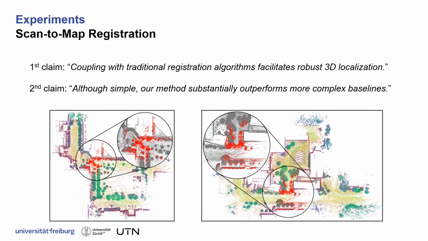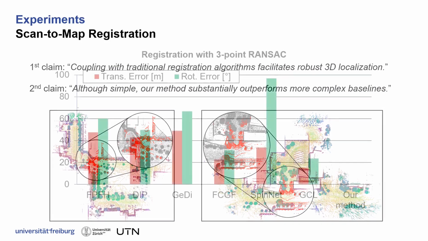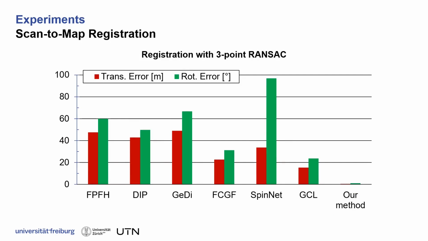In our initial experiment, we evaluate our first and second claims. On this slide, we report the mean translation and rotation errors for registering a LiDAR scan to a 3D map using 3-point RANSAC. The point correspondences are based on the listed point descriptors. While we provide a more detailed analysis in the paper, the key takeaway here is that our proposed descriptor is the only one enabling robust and accurate scan-to-map registration.